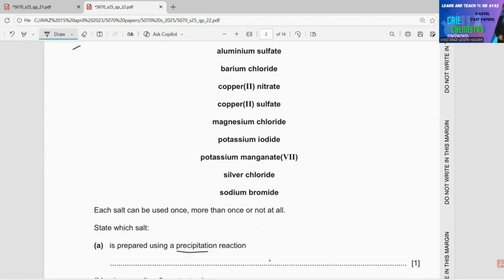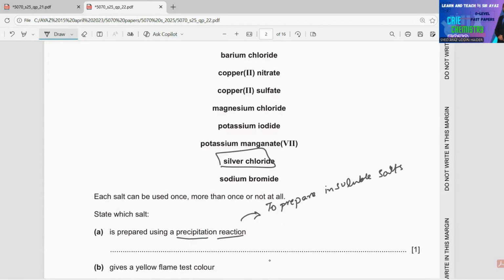Recall, a precipitation reaction is used to prepare insoluble salts. So you have to look for the salt that is insoluble in water and can be prepared using this method. If you look at the list carefully, you'll find silver chloride, the one which is insoluble according to the information for the solubility of salts from the syllabus learning outcomes. So I will write silver chloride.